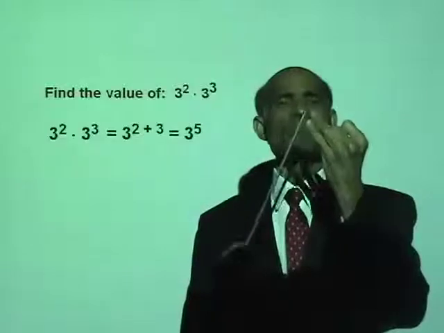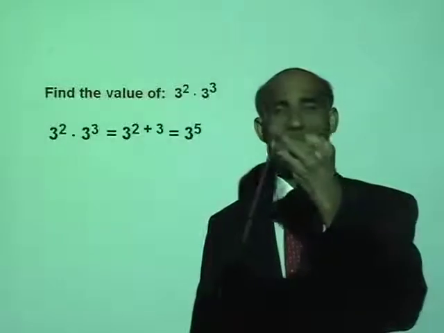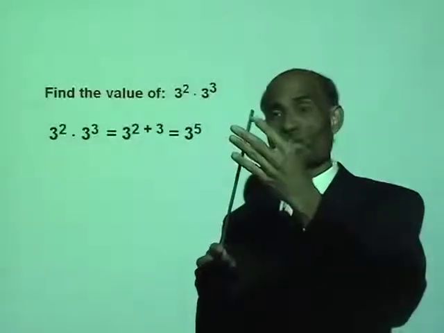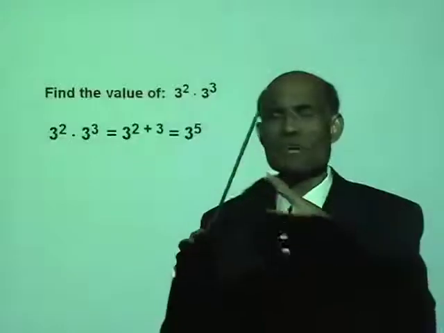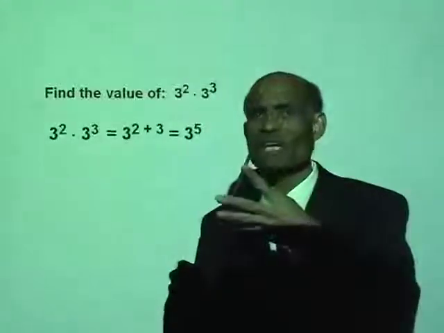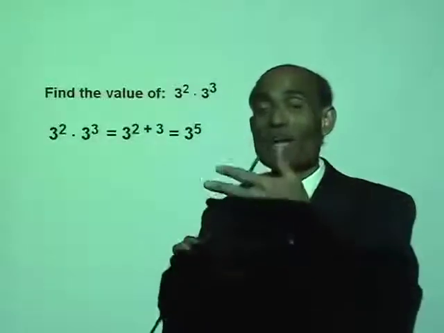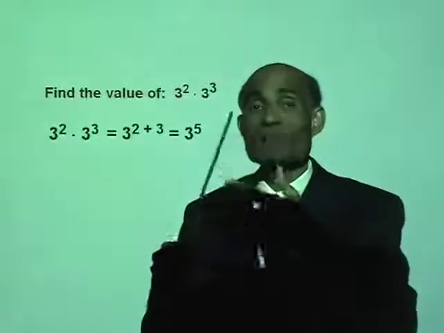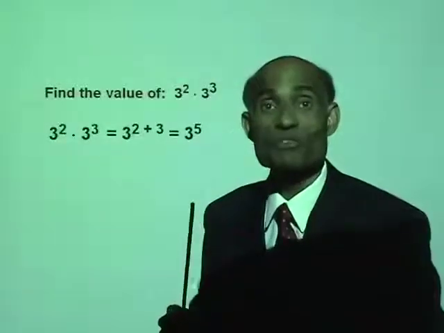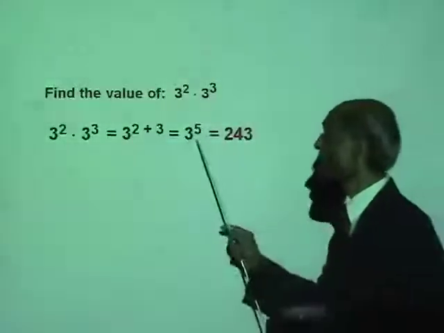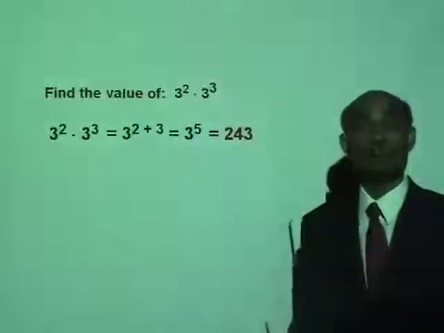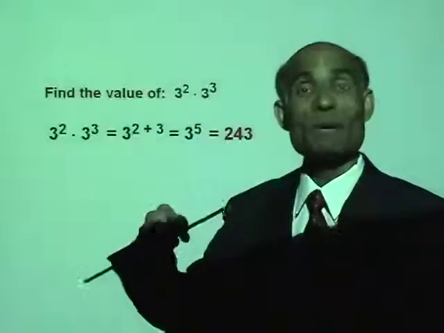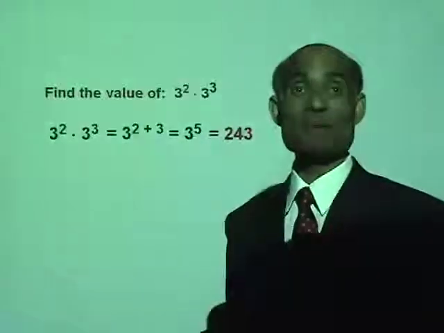Watch this. 3 multiplied by 3 is 9. 9 multiplied by 3 is 27. 27 multiplied by 3. Anybody knows what is 27 multiplied by 3? It's 81. 81 multiplied by 3. Can you work that out in your mind? 81 multiplied by 3 is 243. So the value of 3 to the power of 5 is 243. It's good to become familiarized with these kinds of numbers.